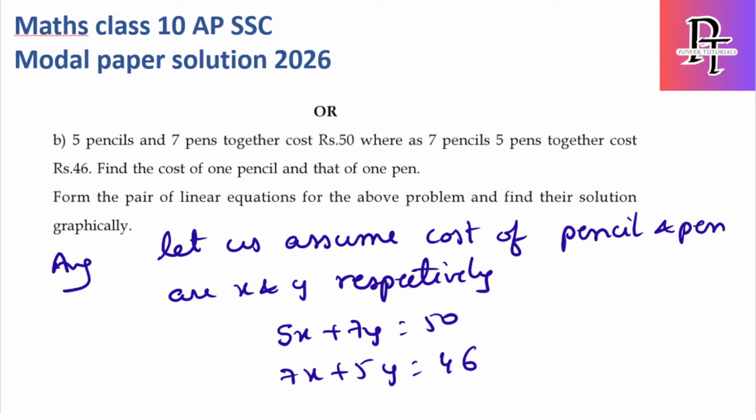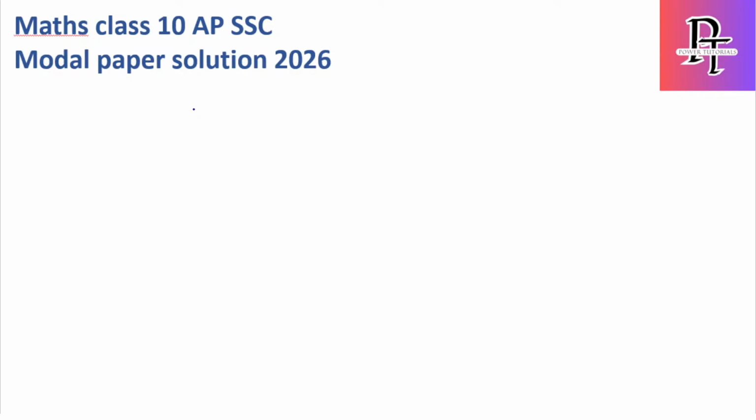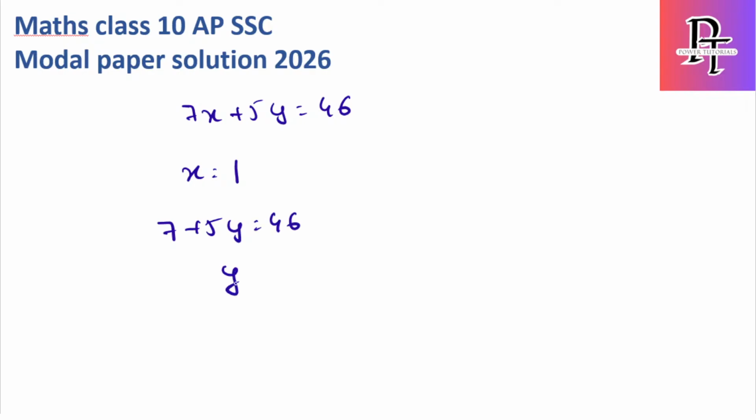Also solve it: 7x plus 5y is equal to 46. So here if I take x as, you can take it as 1 only. If I take x as 1, I will get 7 plus 5y is equal to 46. So I'll get the y value as 46 minus 7 is 39, 39 by 5. So 5 7s are 35, 40, 7.8 is the y value. So the first point is 1 comma 7.8.